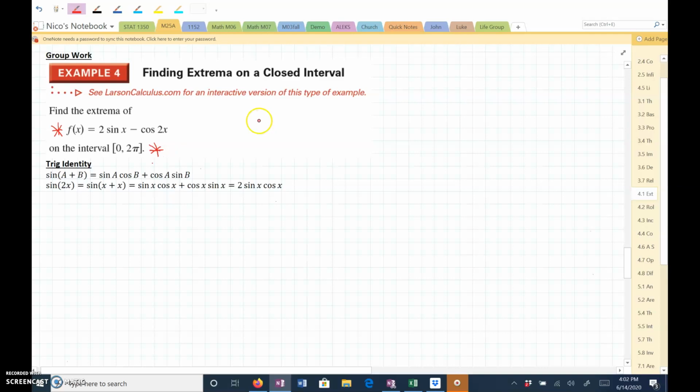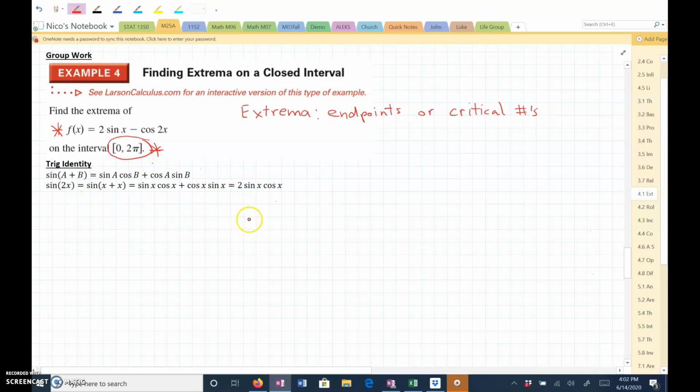We know that the extrema will occur either at the endpoints or the critical numbers. So we already have the endpoints. Now we just need the critical numbers.